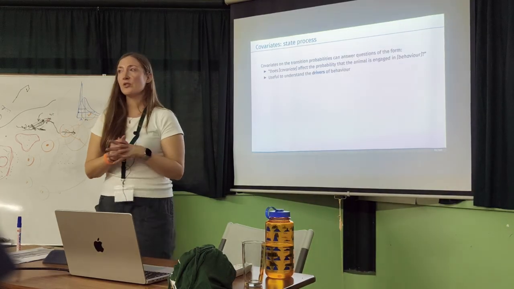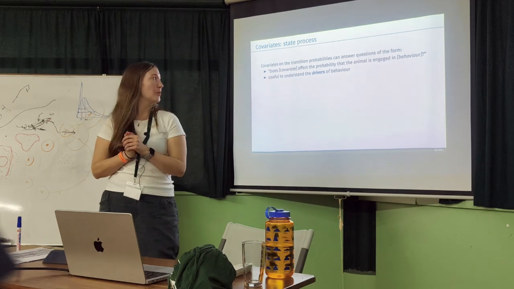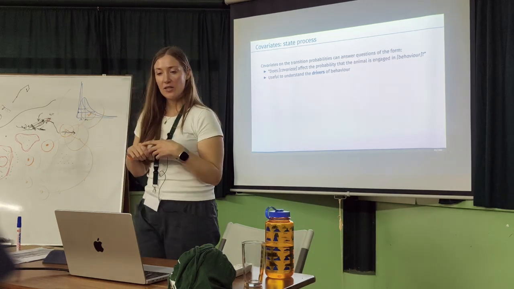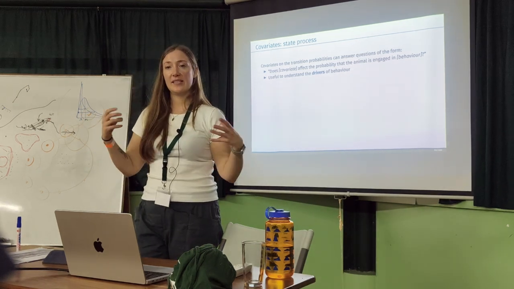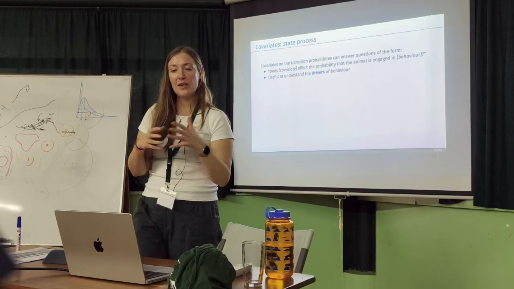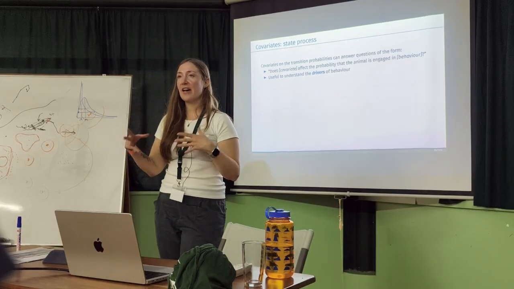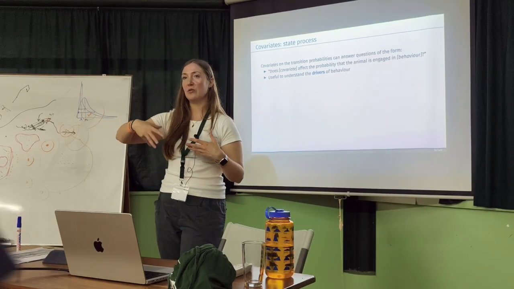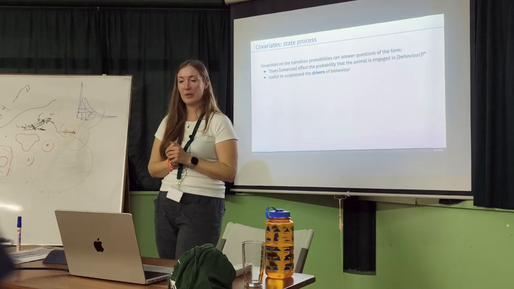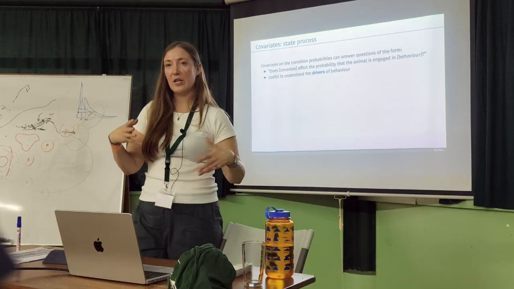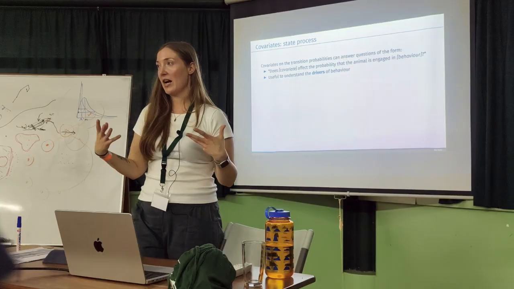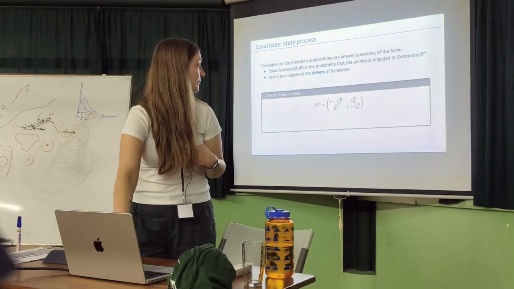Probably the most common form of covariates to put in are covariates on the transition probabilities, so in the state process. This would answer something like, does a given covariate affect the probability that the animal switches into or is engaged in a particular behavior? Usually we think about this as being useful to understand the drivers of animal behavior.